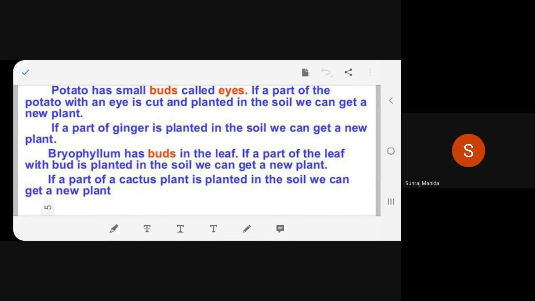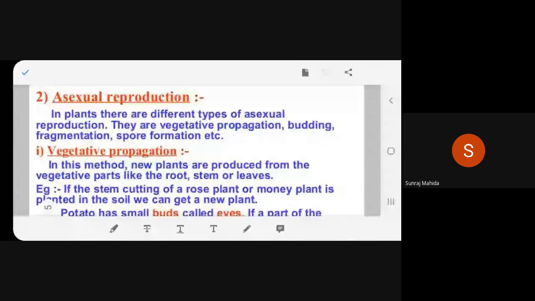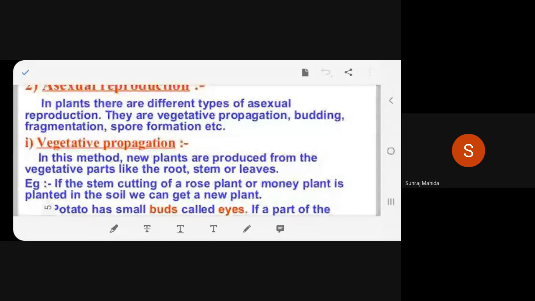Understood now? What is this? When you were reading, were you able to understand? Yes.